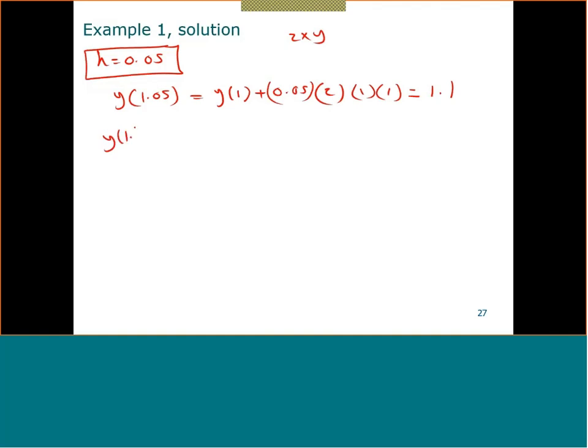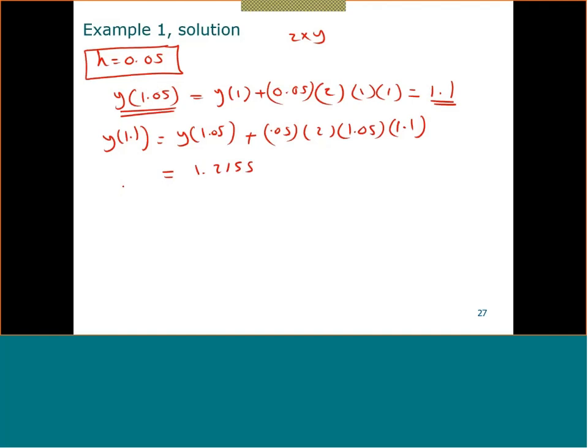Now let's find y at 1.1, which is the previous one, which is y at 1.05, plus 0.05, which doesn't change, times 2 times, now the x is 1.05 and the y is equal to 1.1, which is your y at 1.05. And you find this is 1.2155, and we move on.